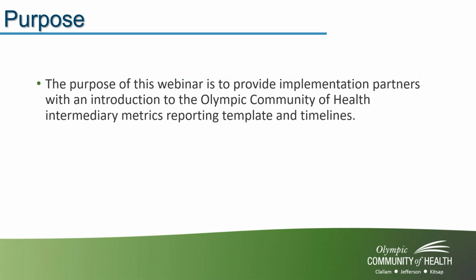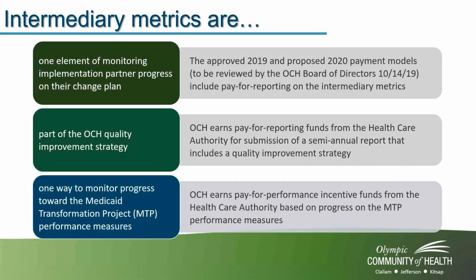The purpose of this webinar is to provide implementation partners with an introduction to the Olympic Community of Health Intermediary Metrics reporting templates and timeline. The intermediary metrics are one element of monitoring implementation partner progress on their change plan. The approved 2019 and proposed 2020 payment models, which will be reviewed by the Board of Directors on Monday, the 14th of October, include pay for reporting on the intermediary metrics. For 2019, we have not had intermediary metrics. However, moving forward in 2020, today on this webinar, you'll learn more about our intermediary metrics reporting.